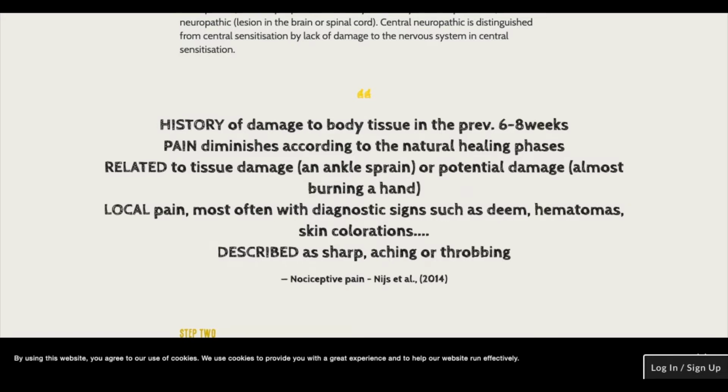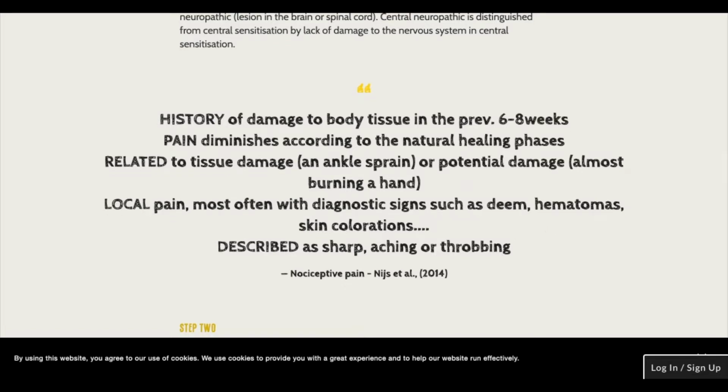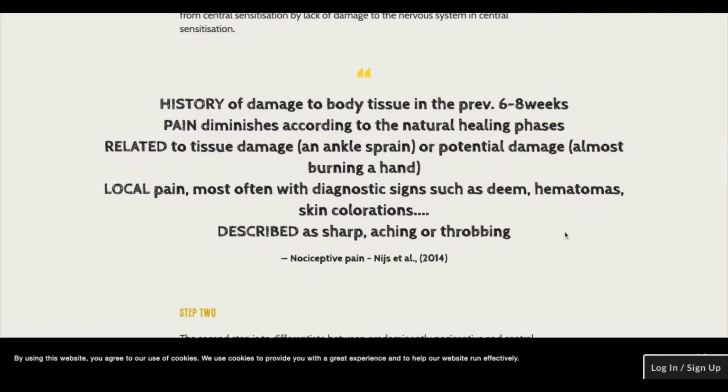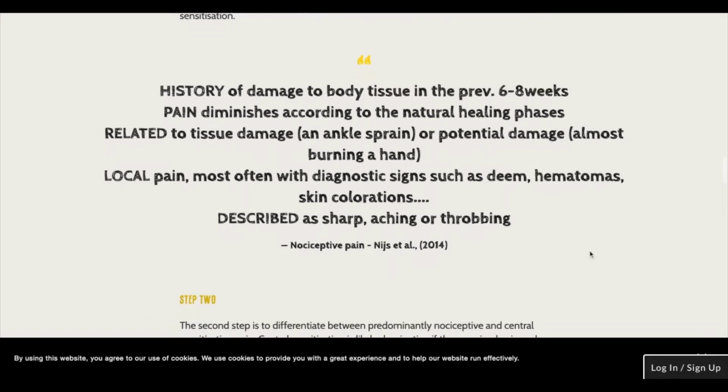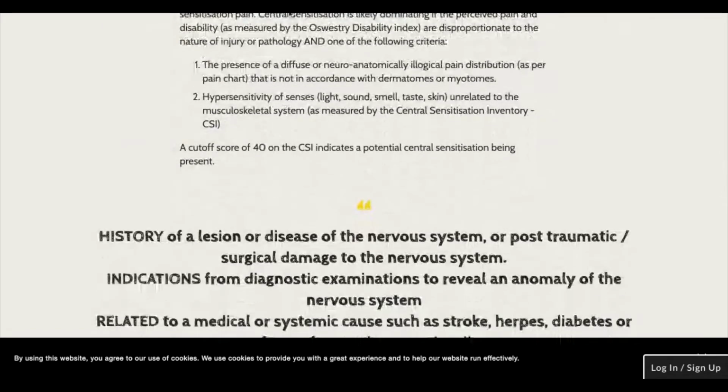It's often described as sharp, aching, or throbbing, and we often have the things that are associated with inflammation, like swelling, redness, etc. Think about an ankle sprain. It's what most people can easily connect to, the acute signs of nociception. Now, we've gone through neuropathic there. We've gone through nociceptive.